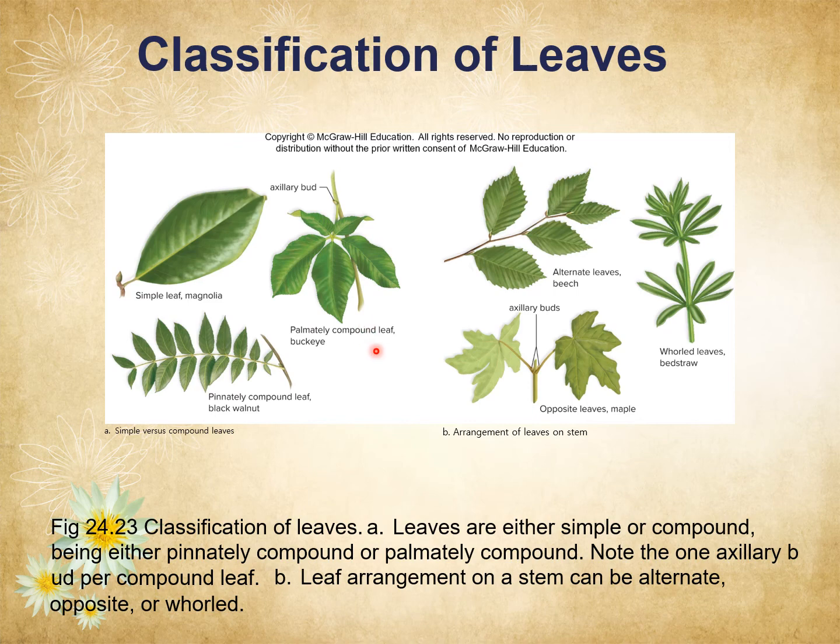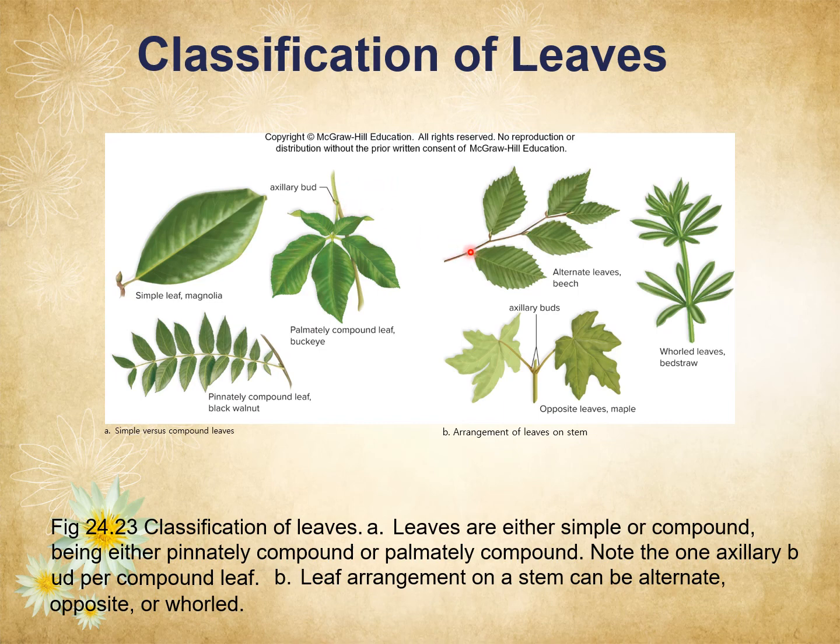In this pinnately compound leaf, the leaflets occur in pairs. You see here, they are opposite. They occur in pairs. And the buckeye has a palmately compound leaf with all the leaflets attached to a single point. See, all five leaflets are attached to a single point. So this is palmate, and this is pinnate, and this is simple. These two are compound.